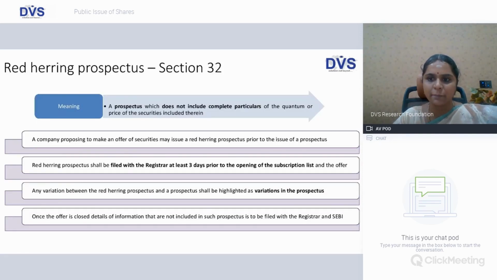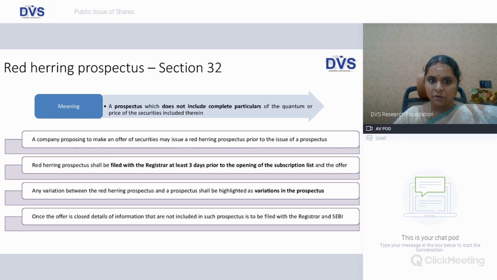Now, what is red herring prospectus? Section 32. Again, the explanation clearly says that it means a prospectus which does not contain complete particulars. So, you're not sure about the quantum or price of securities, in which case RHP can be issued well before this quantum or price of securities is being determined.